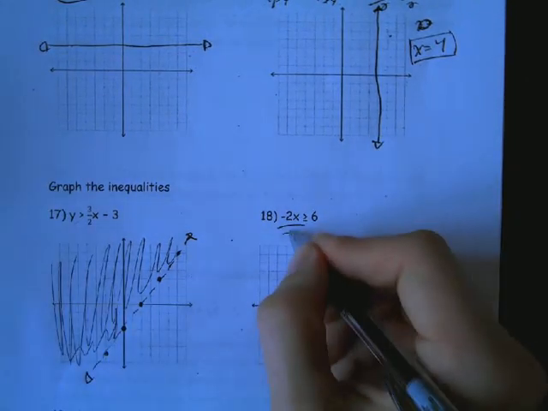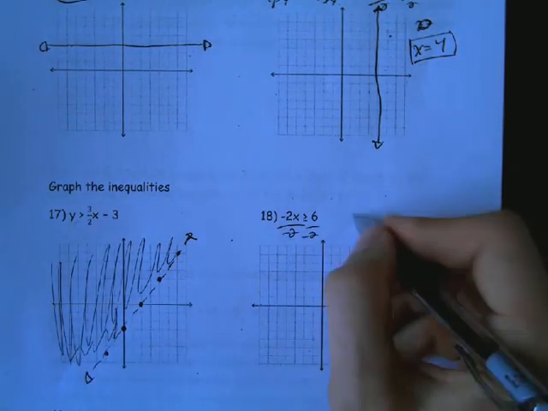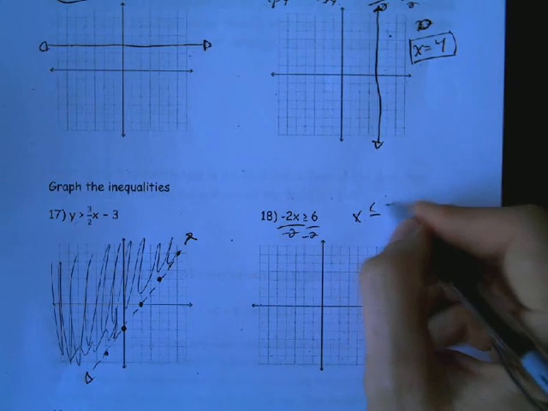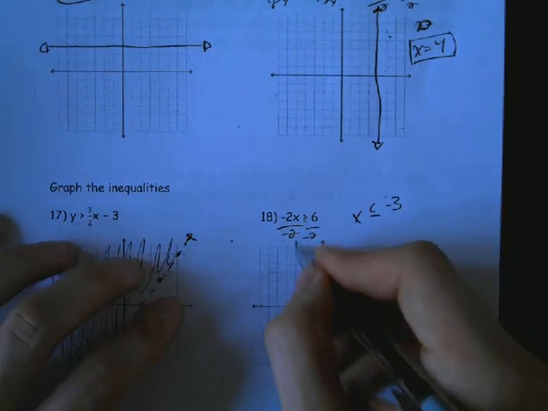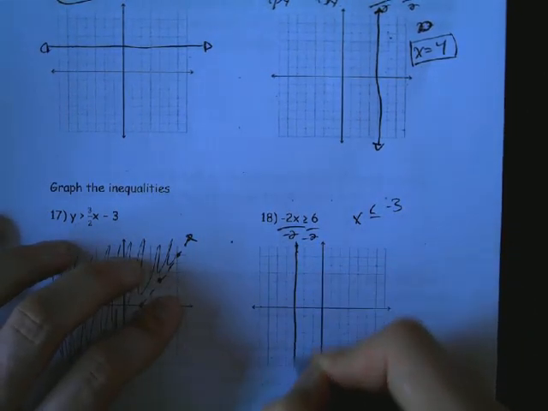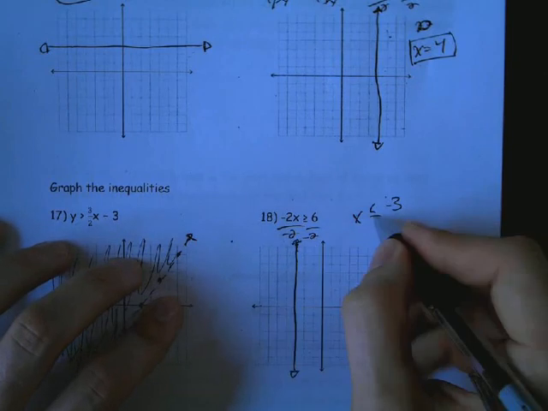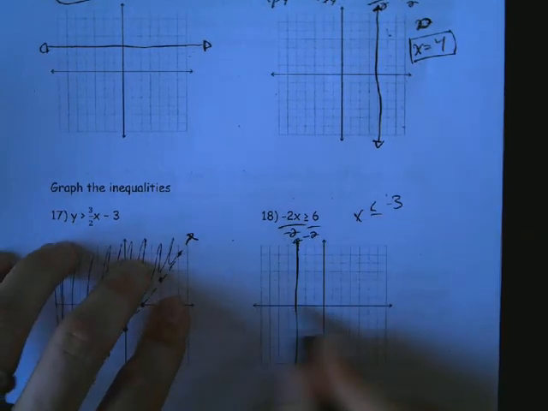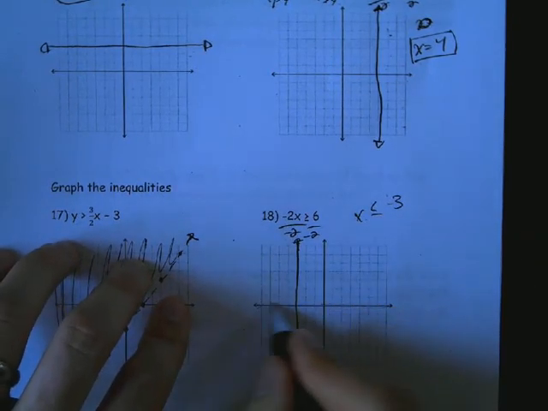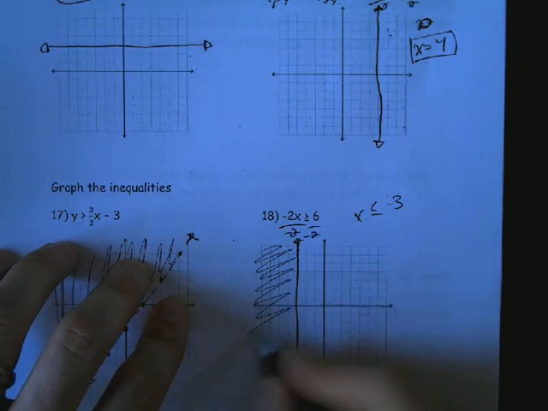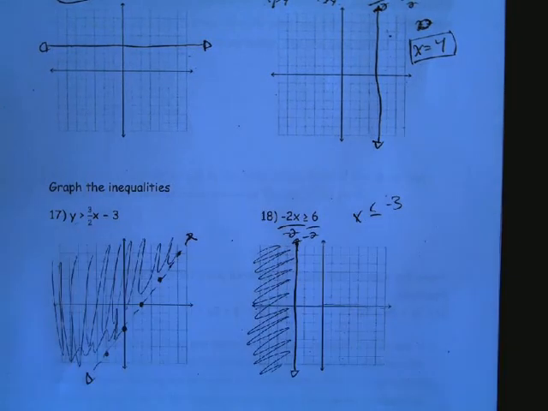This one, Coach Murdoch, there's no y. That's fine. It's the same as number 16. We're going to have a vertical line. This time it's a -3. It's going to be a solid line. And we want less than -3. Here are my x values on this line. And I want x values that are less than -3. The ones that are less than -3 are over here. It's going to look just like that.